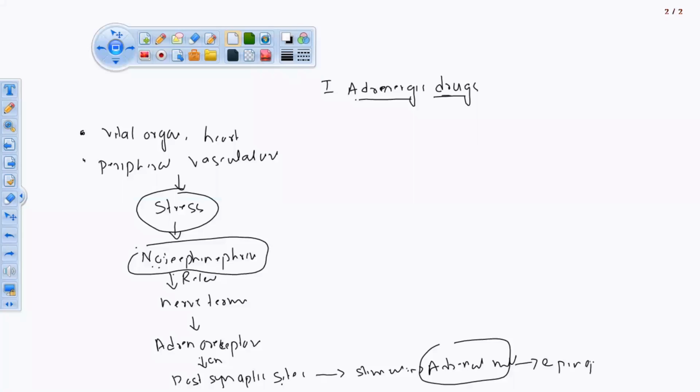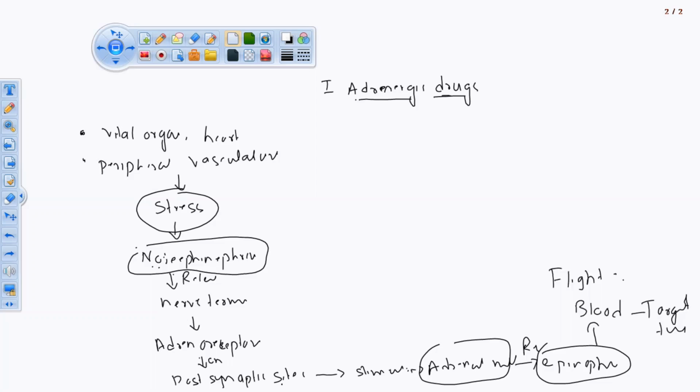Epinephrine. If there is stress in the adrenal medulla, there is release of epinephrine. If there is stress with the body, then there is release of norepinephrine. When epinephrine gets released in the adrenal medulla, it is transported to the blood vessel. It is transmitted to the blood, and then to the target tissues. So this action is called flight or fight.